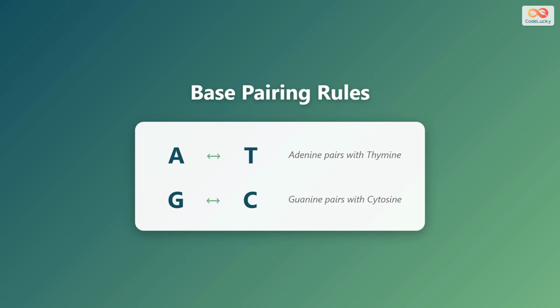There's a specific rule for how DNA bases pair together, discovered by scientists Chargaff, Watson, and Crick. Adenine always pairs with thymine, and guanine always pairs with cytosine. This is not random. The pairing follows what we call complementary base pairing rules. If one strand of DNA has an adenine, the opposite strand must have a thymine at that position. Similarly, if one strand has guanine, the other strand must have cytosine. This complementary nature ensures that DNA strands fit together perfectly.